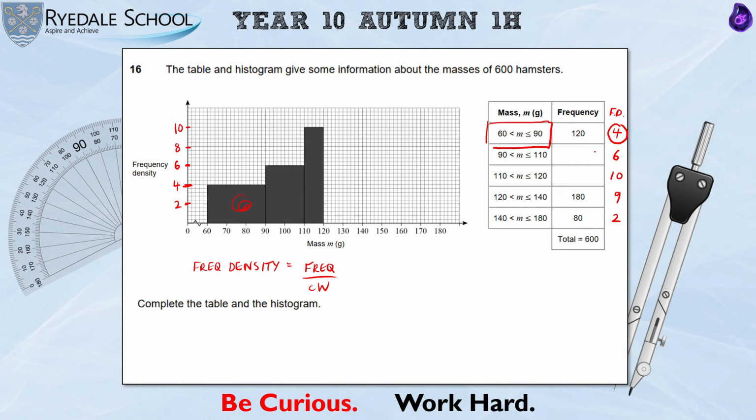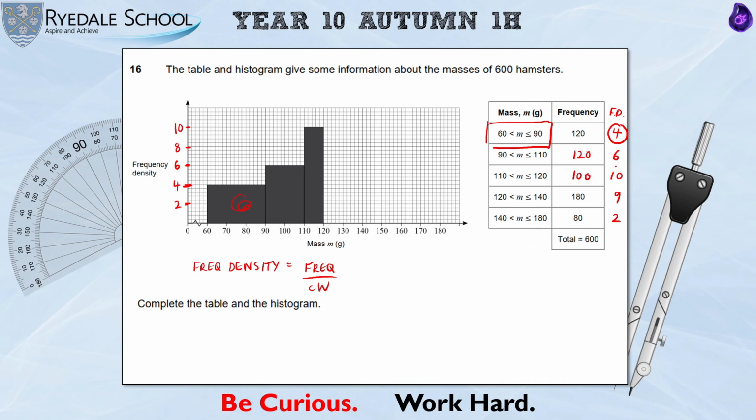Now, to get our frequencies, we now just need to do the frequency density times the class width. So 6 times 20 is 120. And another thing we can see is the area of those bars looks the same. Hence why this number is the same. And then we've got 10 times 10. So that one is 100.